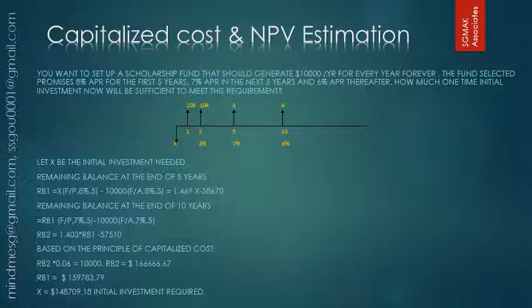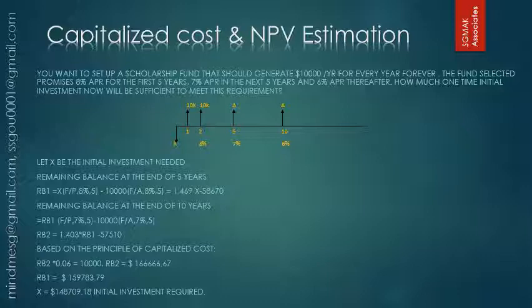First example, you want to set up a scholarship fund that should generate $10,000 a year for every year forever. The fund selected has a variable earning rate. It promises 8% APR for the first 5 years. It drops to 7% in the next 5 years, and then it promises to earn 6% thereafter. Question is, how much one-time initial investment will allow you to maintain this promise of scholarship?